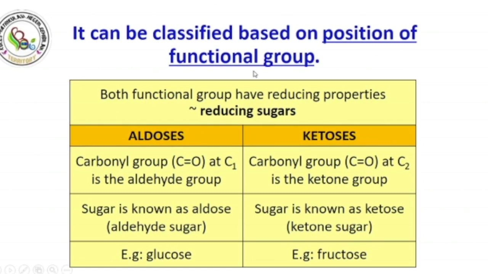Based on the position of the functional group, monosaccharides can be classified into two types, which are aldoses and ketoses. For aldoses, the carbonyl group located at carbon number 1 is called an aldehyde group. And for ketoses, the carbonyl group at carbon number 2 is called a ketone group. For aldoses, the sugar is known as aldose sugar or aldehyde sugar. And for ketoses, the sugar is known as ketose sugar or ketone sugar. Glucose is an example of an aldose, while fructose is an example of a ketose.